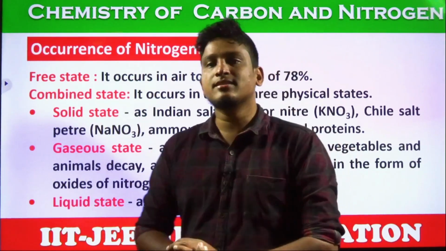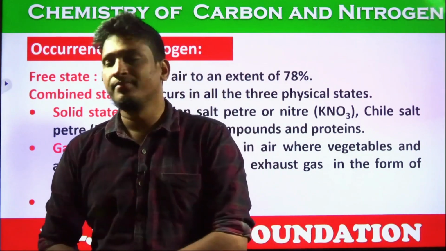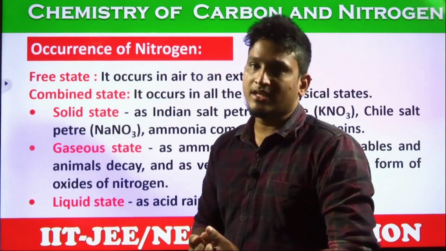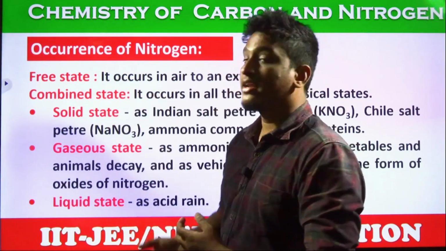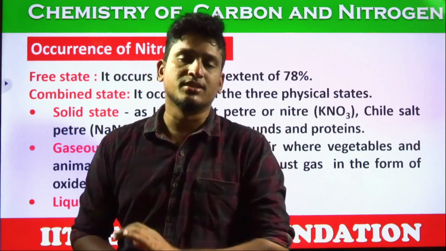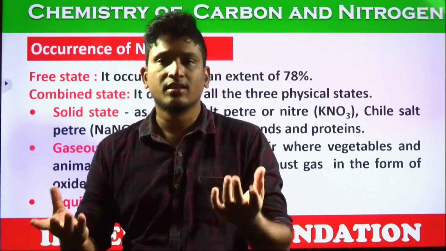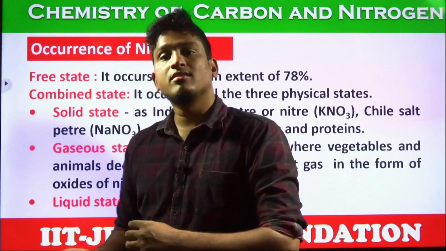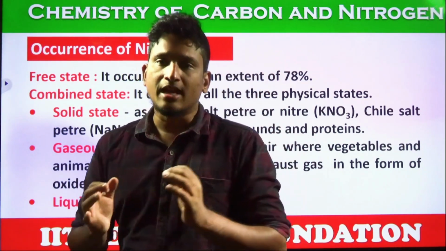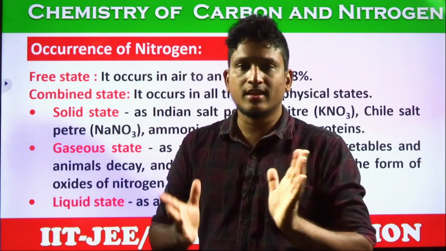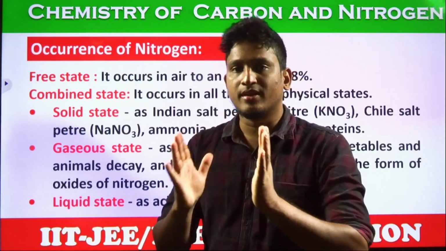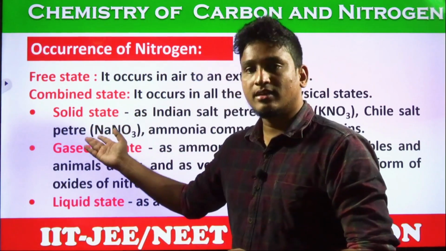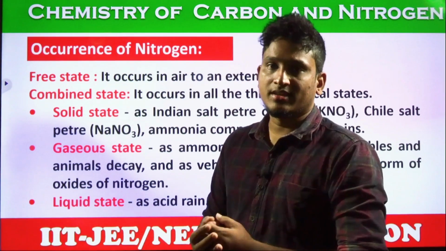First, the occurrence of nitrogen, students, like where it is available. Nitrogen is available in nature in the free state. It occurs in air to an extent of 78 to 79%. Free state means nitrogen gas directly as a molecule of the element, N2. It can also be available in the combined state. This nitrogen element combines with various other elements and can form many different useful compounds. In the combined state, students, it is available in solids, liquids and gases, all three states.